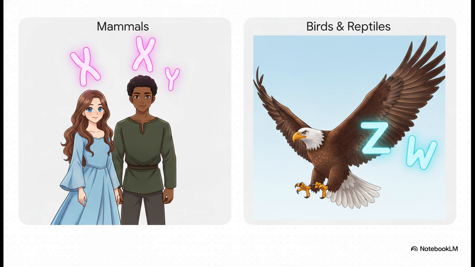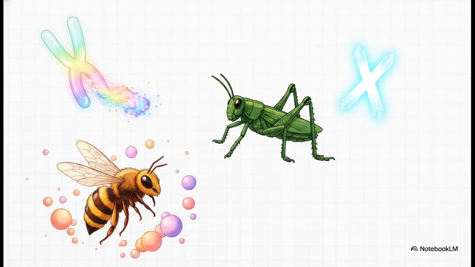But nature loves variety, right? What is incredibly fascinating is that if we look at birds and reptiles, the entire system is flipped completely on its head. They use a ZZ-ZW system. In their world, the females are the heterogametic ones, meaning they have 2 different chromosomes, Z and W. And the males are the homogametic ones with 2 matching Z chromosomes. No way, right? Let's move on and see how this builds, because nature has some pretty wild blueprints out there.